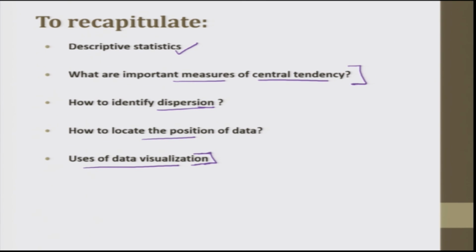Now, we will meet in the next part of the lecture. We will plot the graphs, and then we will discuss taking our frequency distribution forward to the distribution of the data. Thank you.